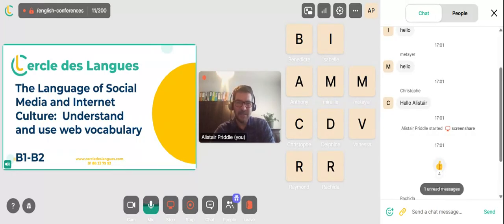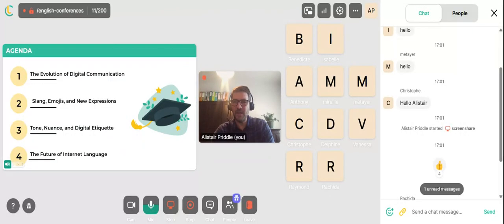Now, our lesson today is for the social media. The language of social media and internet culture. Understand and use web vocabulary. Okay, so that is the theme of the conference lesson for today. So let's get started. Let's have a look at the agenda.